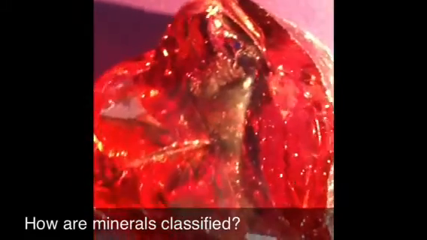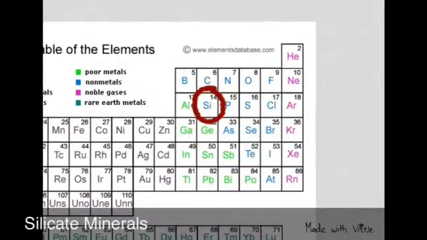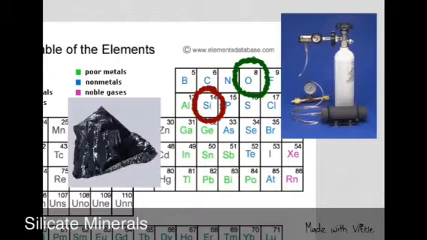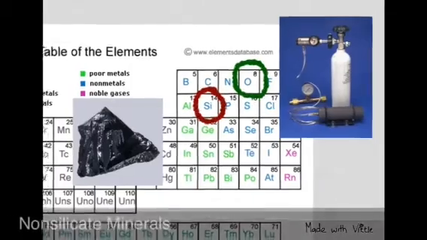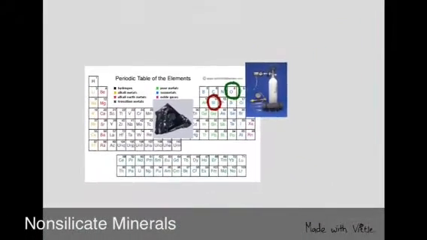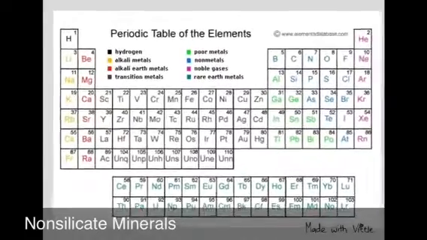The most common classification of minerals is based on chemical composition. Silicon and oxygen are the two most common elements in Earth's crust. Minerals that contain a combination of these two elements are called silicate minerals. All other minerals are called non-silicate minerals. Some of these minerals are made up of elements such as carbon, oxygen, fluorine, iron, and sulfur.